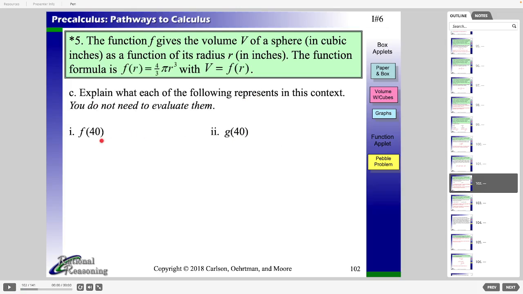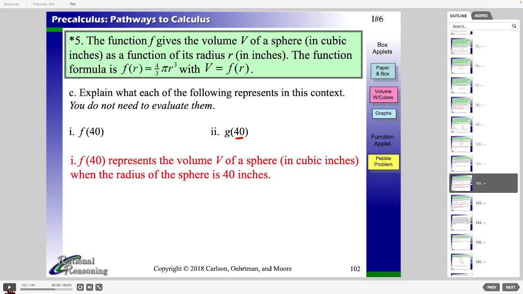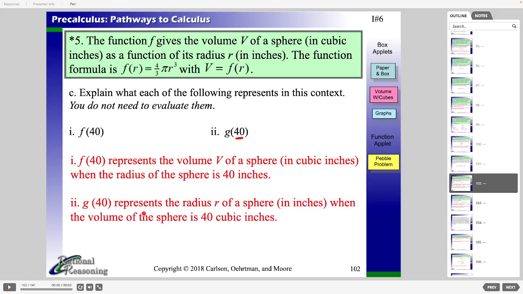So what is f of 40? F of 40 means we have a radius of 40. That's going to give us the volume. G of 40 is saying we've got a volume of 40. What is its radius? F of 40 represents the volume. G of 40 represents the radius that has a volume of 40. So those are two different things.